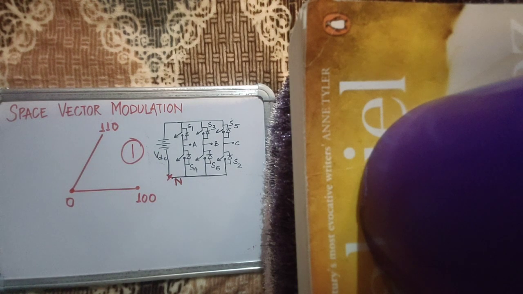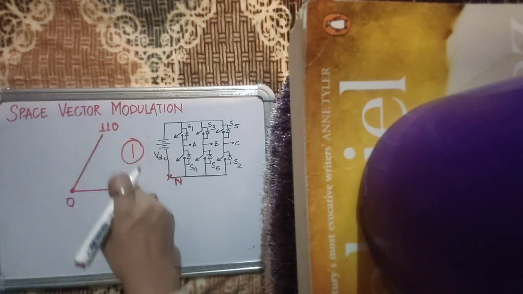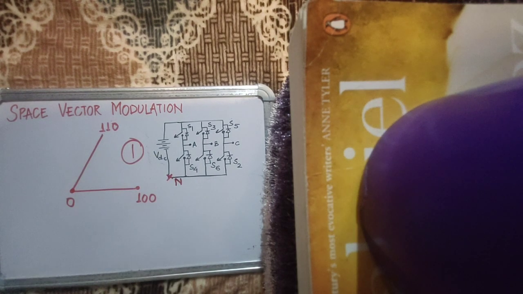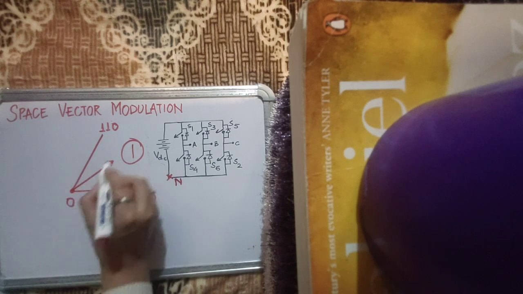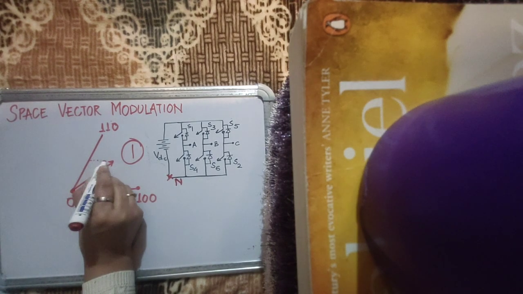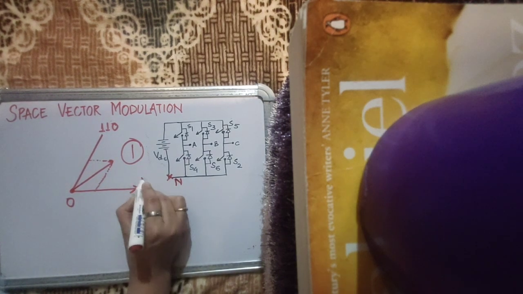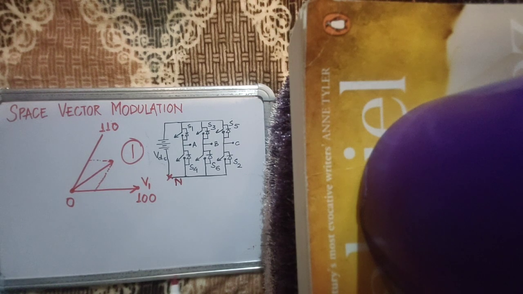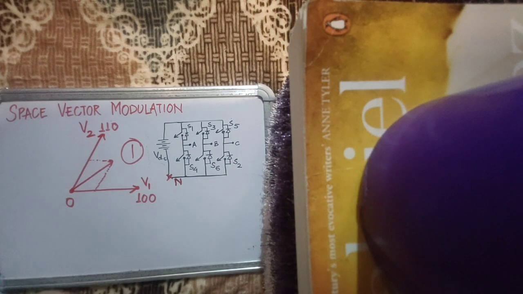When the reference space phasor is in the first sector, you will choose between these two states. What you do at every point in time is, from your reference space phasor that you have created from the sine wave, you detect its theta with respect to, you can say, the 0 point. Say this vector is, you can call it v1, its length is 2 by 3 times vdc, and this vector you can call it v2, its length is also 2 by 3 times vdc.